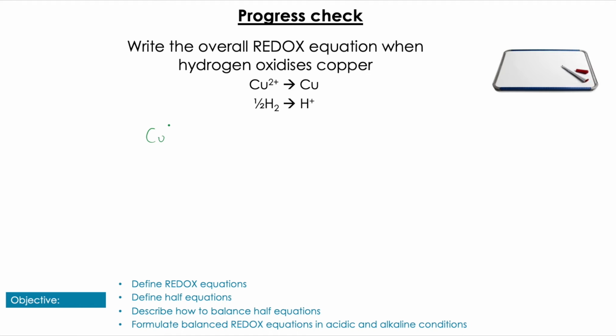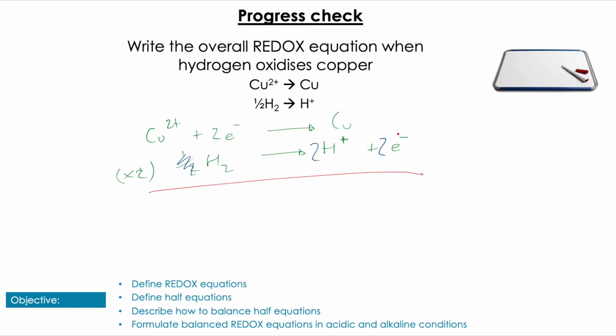Brilliant. So hopefully you saw that in the top equation, you're going to need 2 electrons to balance your copper. And in the second equation, you're going to need 1 electron on the right hand side, and of course to multiply that second equation by 2, which is going to give you H2 goes to 2 H+ and 2 electrons. Your electrons are going to cancel out, and then you just write the equation out by adding them together.